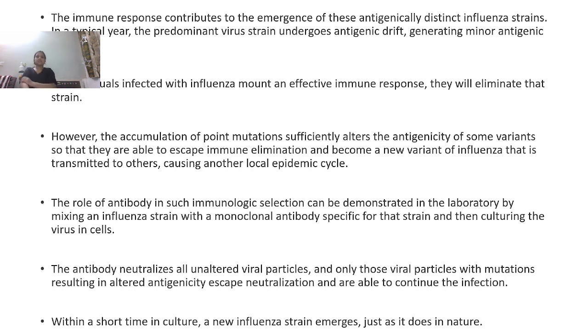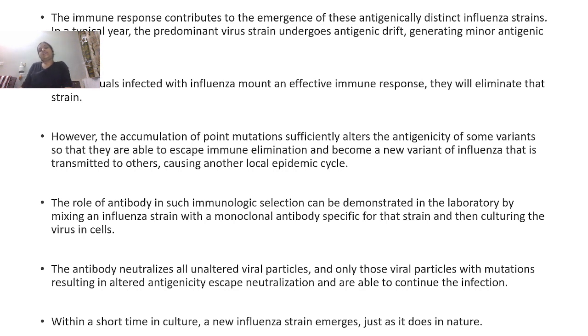The immune response thus contributes to the emergence of antigenically distinct influenza strains. Obviously, as I already told you before, our immune system wants to remove the virus from our system, but the virus wants to stay in our system. So the virus is creating newer and newer kinds of strains so that it can bypass our immune system. Our immune response is also one of the factors contributing to the emergence of these antigenically distinct influenza strains.